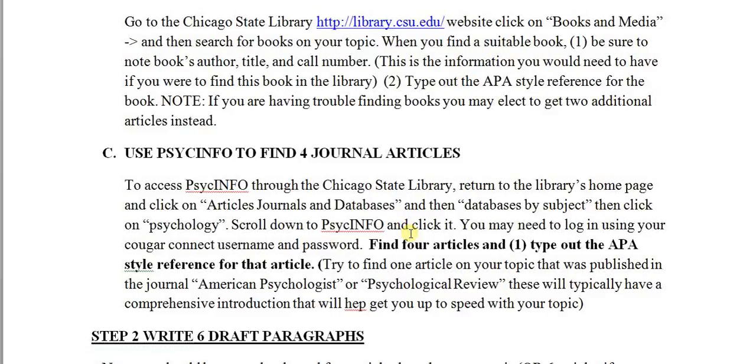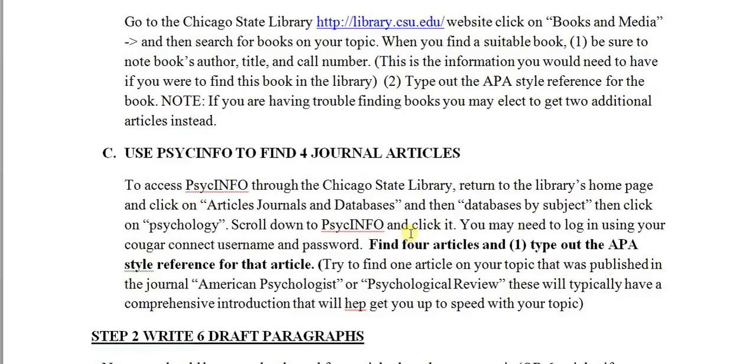And the purpose of this portion is to just gather the raw materials together to start writing a draft of your introduction. So you're going to need 6 sources per group member. That means if you have a group of 4 people, you're going to end up with 24 different sources that you're going to be using for your final project.